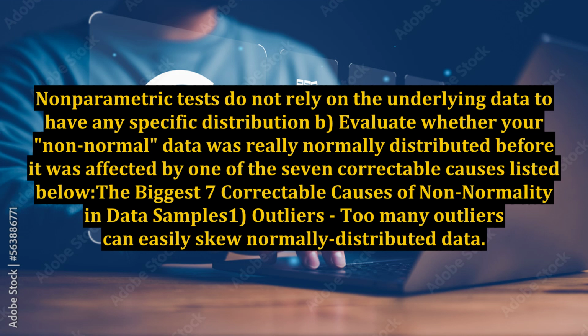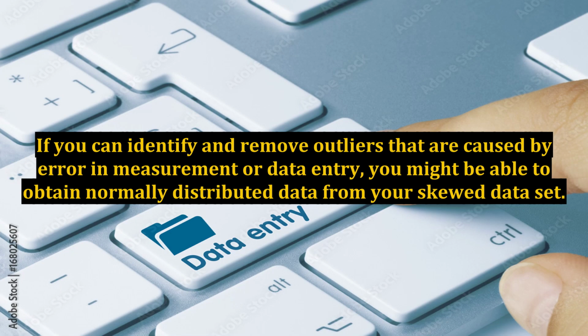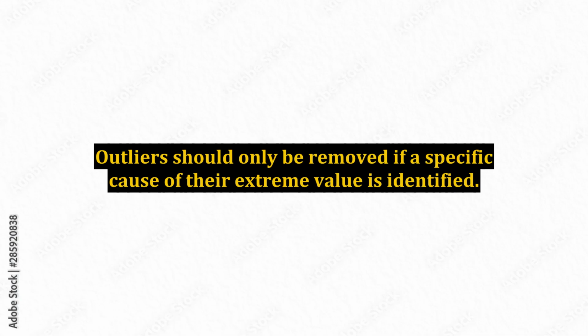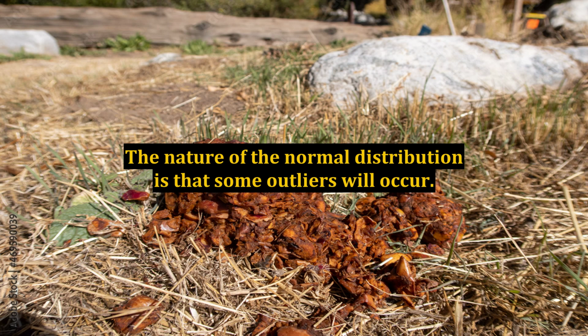1. Outliers. Too many outliers can easily skew normally distributed data. If you can identify and remove outliers that are caused by error in measurement or data entry, you might be able to obtain normally distributed data from your skewed data set. Outliers should only be removed if a specific cause of their extreme value is identified. The nature of the normal distribution is that some outliers will occur. Outliers should be examined carefully if there are more than would be expected.